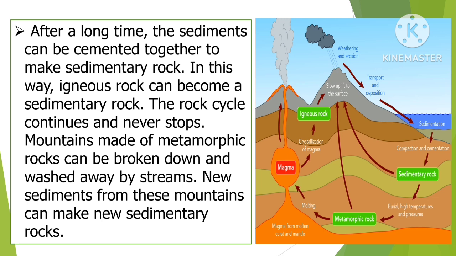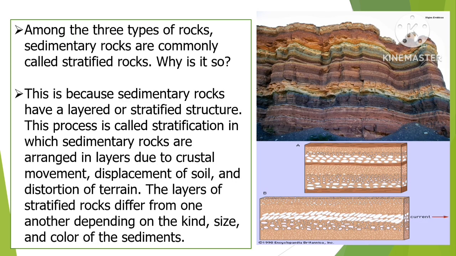The rock cycle continues and never stops. Mountains made of metamorphic rocks can be broken down and washed away by streams. New sediments from these mountains can make new sedimentary rocks. Among the three types of rocks, sedimentary rocks are commonly called stratified rocks. Why is it so? This is because sedimentary rocks have a layered or stratified structure.